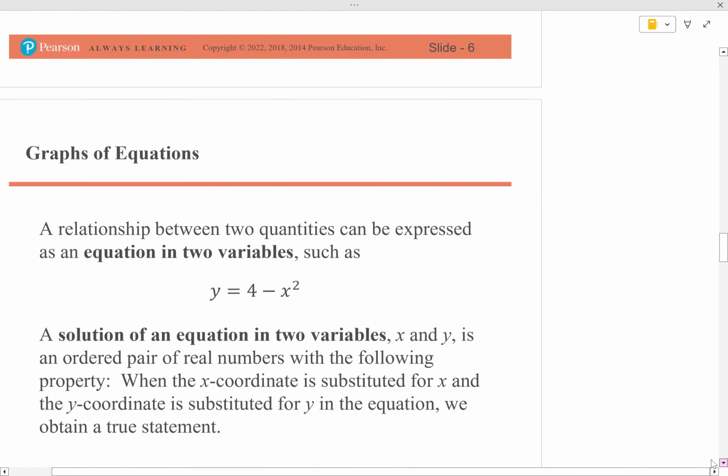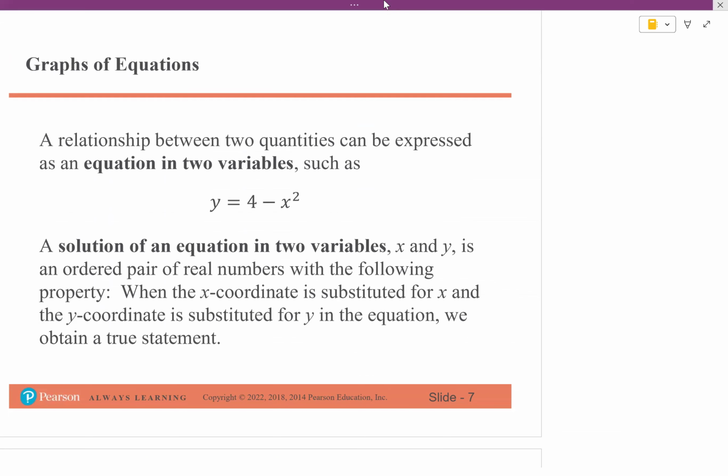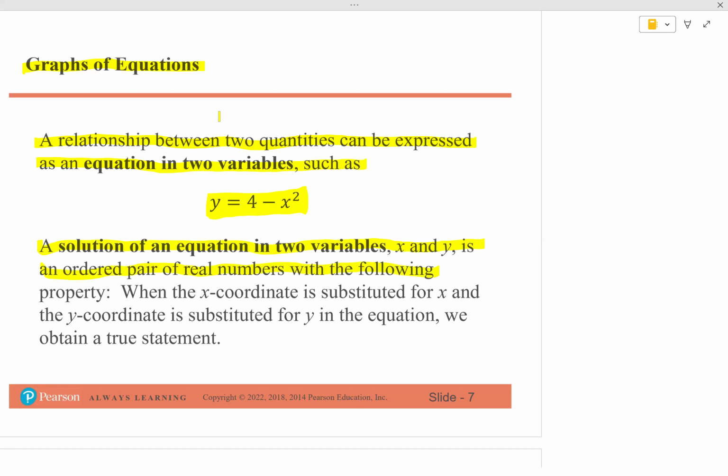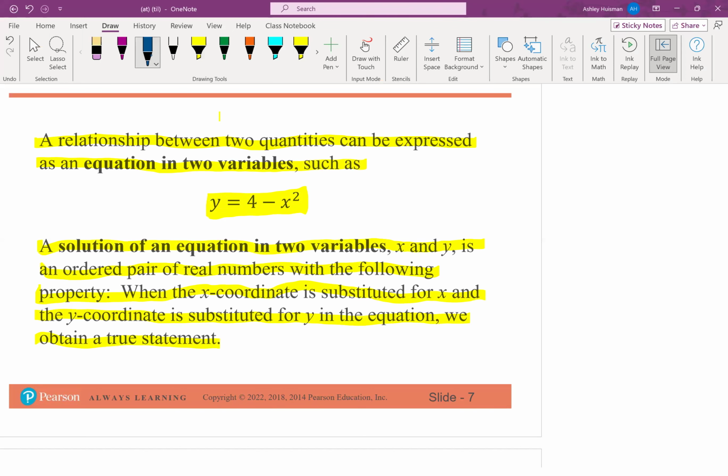Okay, how about now graphs of equations? Now we're going to get into a little bit more complicated parts of this, but still pretty okay, I think. A relationship between two quantities can be expressed as an equation in 2 variables, such as y = 4 - x squared, for example. In chapter 3, we'll really nail down how to graph these types of equations. A solution of an equation in 2 variables, x and y, is an ordered pair of real numbers with the following property. When the x coordinate is substituted for x and the y coordinate is substituted for y in the equation, we obtain a true statement.